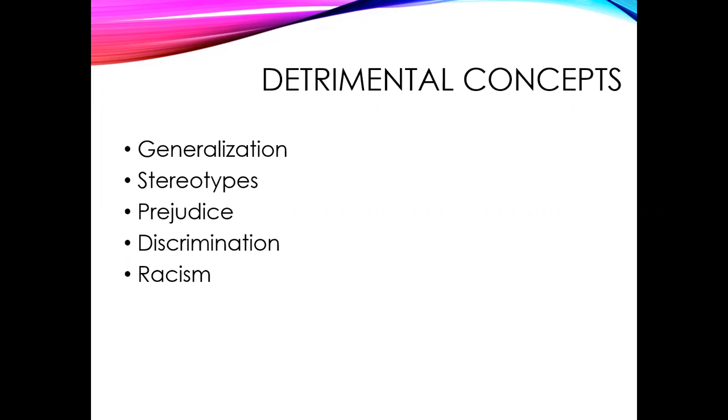We have stereotypes. Stereotypes is a set of fixed ideas. They are unfavorable and they're about members of a group. This is the thought process about the group. Then we have prejudice.